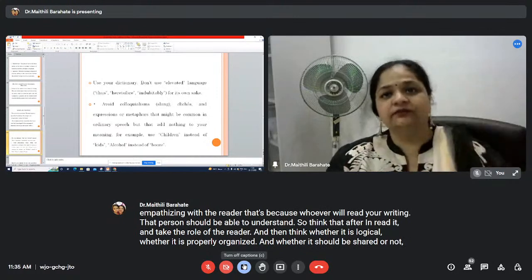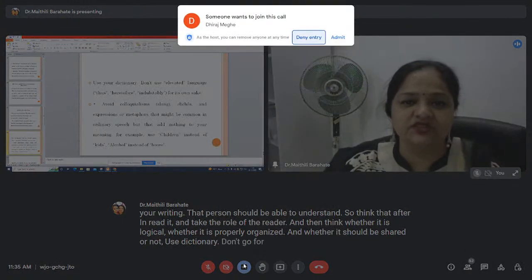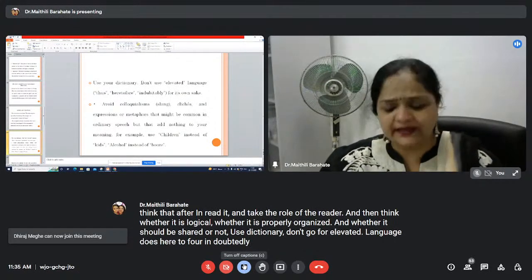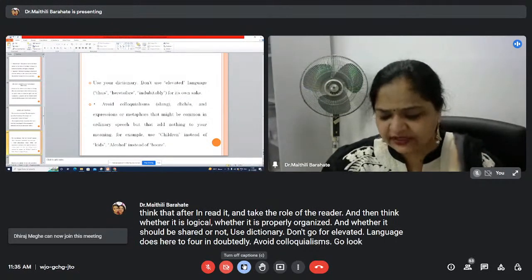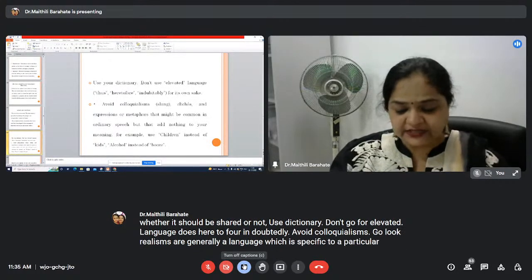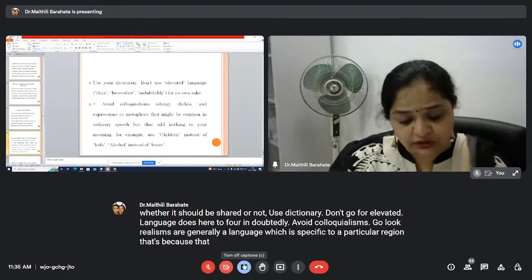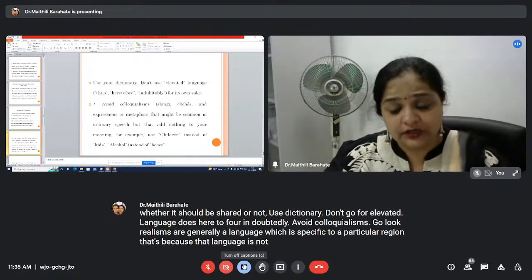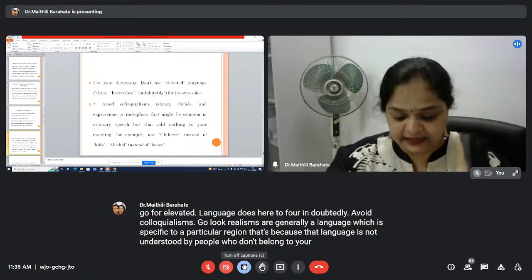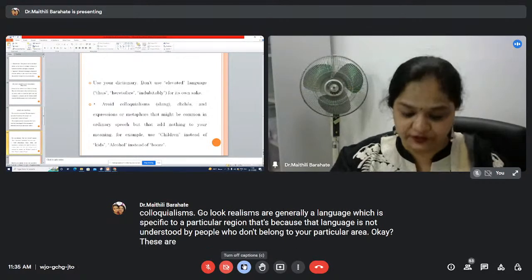Use the dictionary. Don't go for elevated language, such as thus, heretofore, undoubtedly. Avoid colloquialisms. Colloquialisms are generally language which is specific to a particular region. That's because that language is not understood by people who don't belong to your particular area. These are region-specific words.